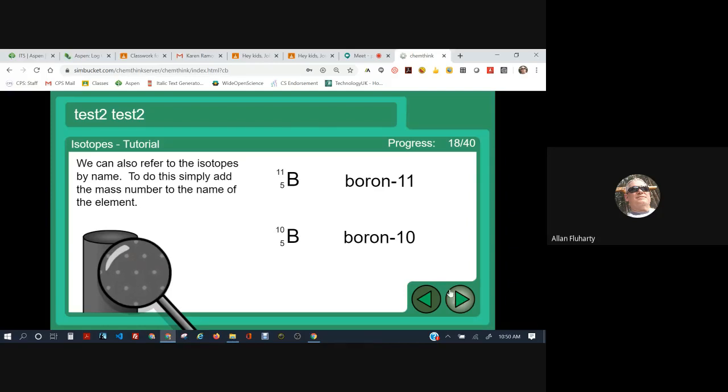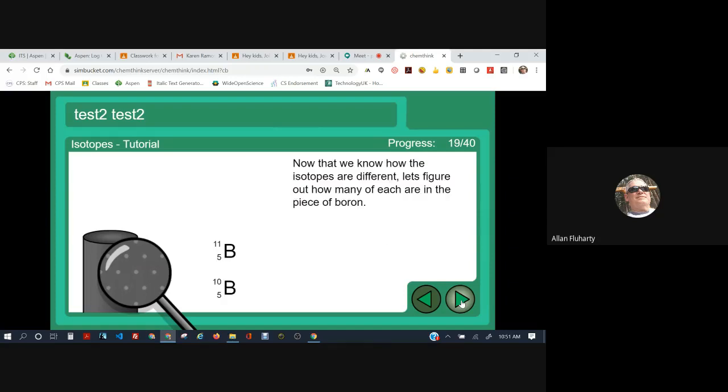How do I know there's 6 and 5? Well, for boron-11, 11 minus 5 is 6. That's 6 neutrons, right? Because the bottom number is 5 protons. The top is the protons plus the neutrons. So we just subtract the top minus the bottom. That gives us the number of neutrons.